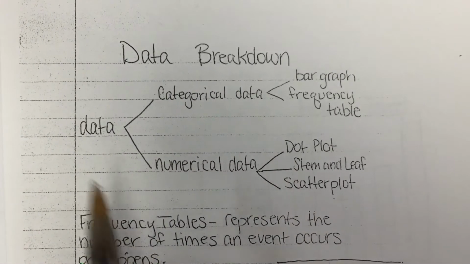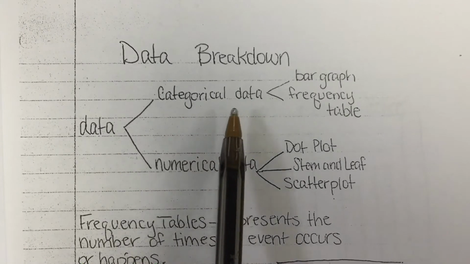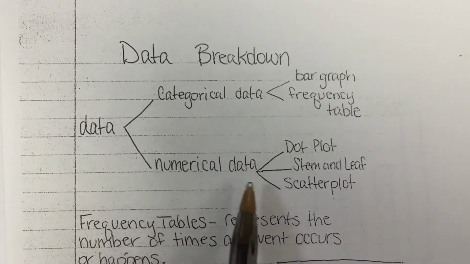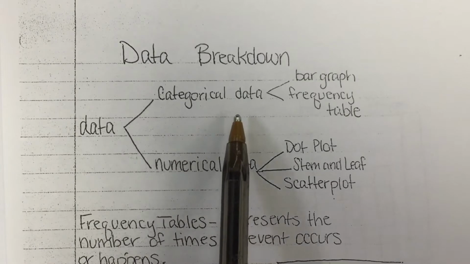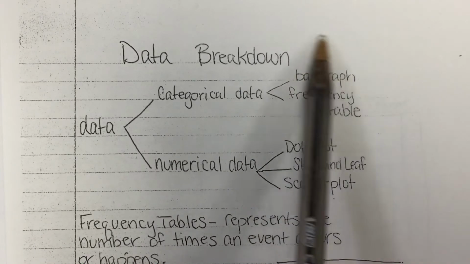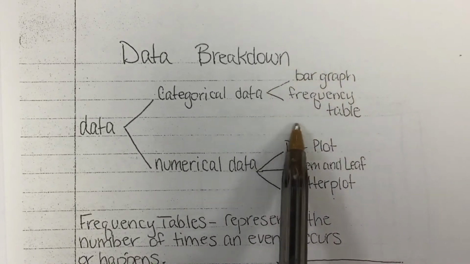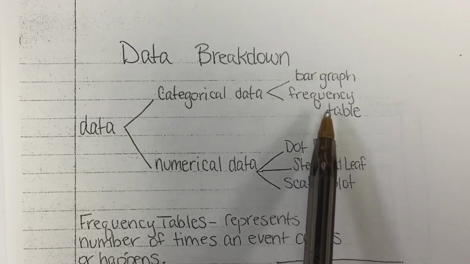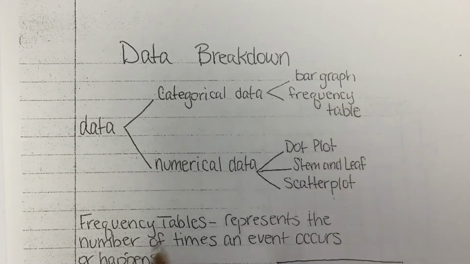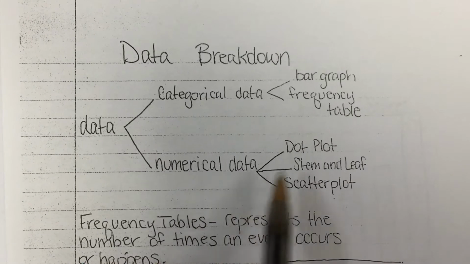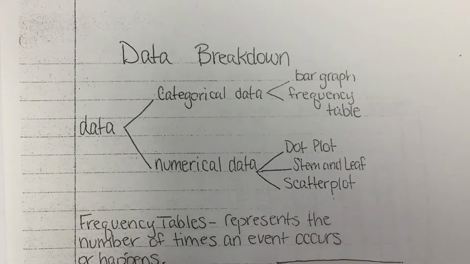And all that is, we're looking at data in a categorical platform and a numerical platform. Categorical data just means we're looking at bar graphs and frequency tables. Basically looking at how often something happens or the different things that happen. Okay, numerical data, dot plot, stem and leaf, and scatter plot all give us numbers. We're dealing with the numbers of the data.